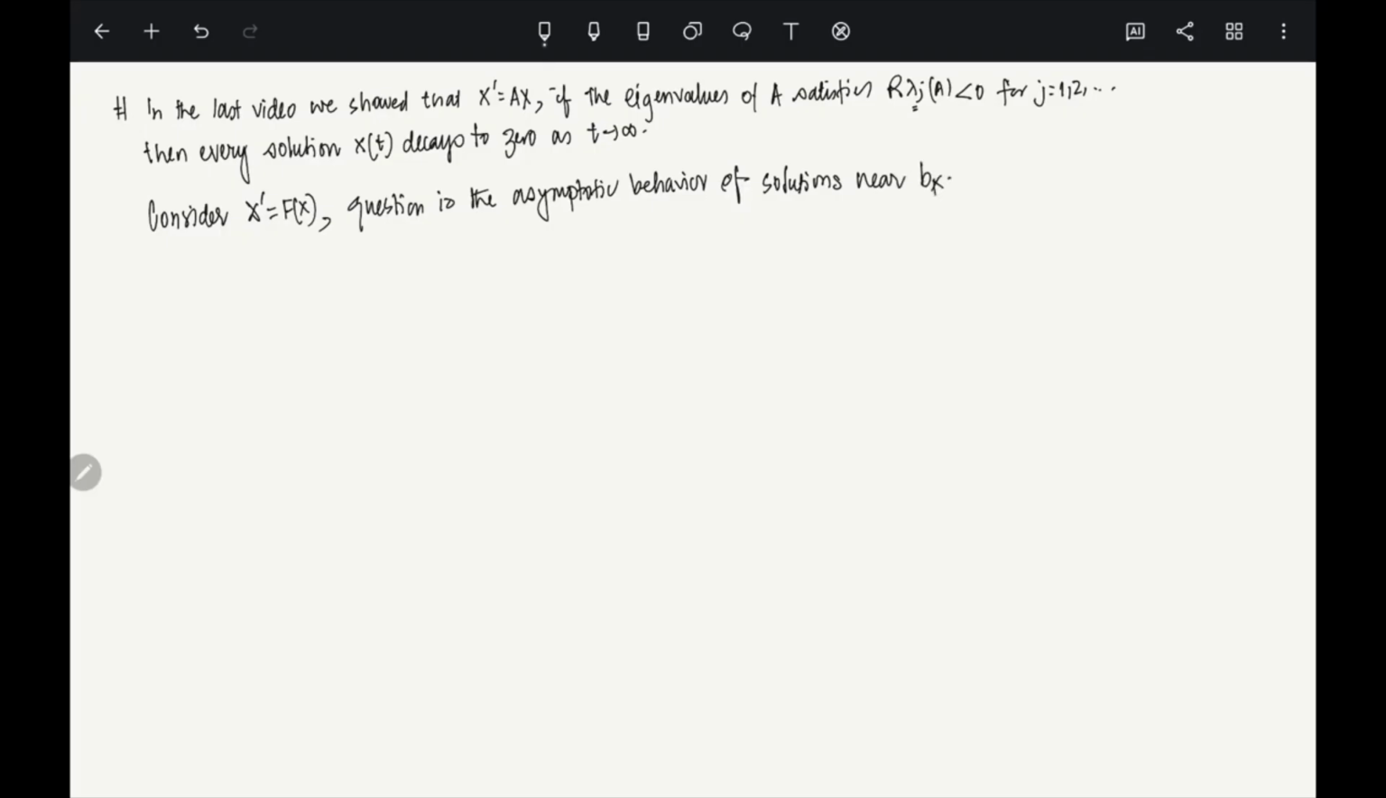B star. Is it okay? Asymptotic behavior near B star. So what is B star? B star is the equilibrium point. Okay. Now how do we find it? So what we are going to do is this.